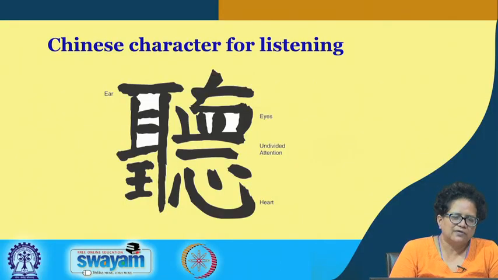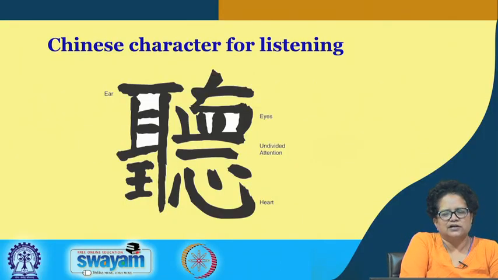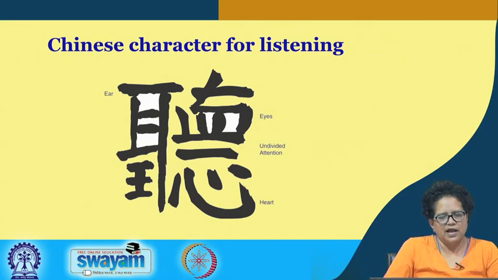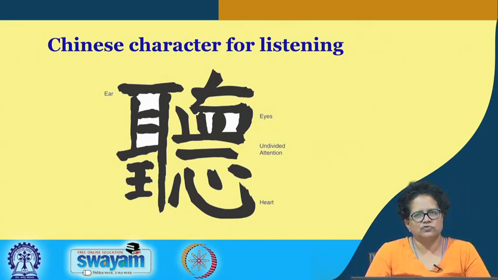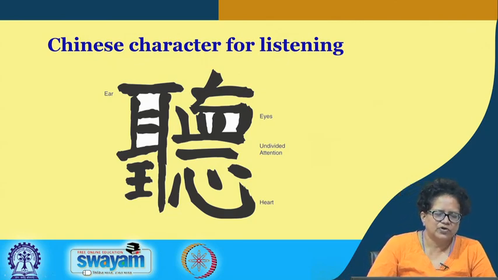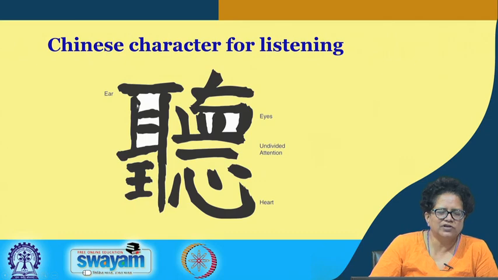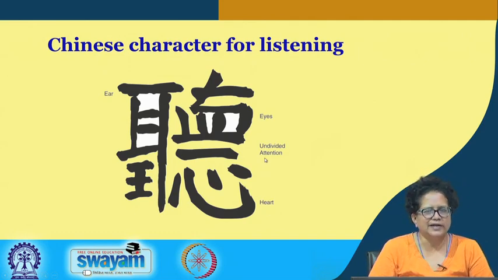So, at the outset I would like to present to you the Chinese character for listening, and if you examine this, at least for those of us who know Chinese, the idea is that you have here the symbol for the ear, the Chinese character for the ear. You have here the symbol for the eyes, and you have here the symbol for the heart. And this is the most important point, undivided attention.